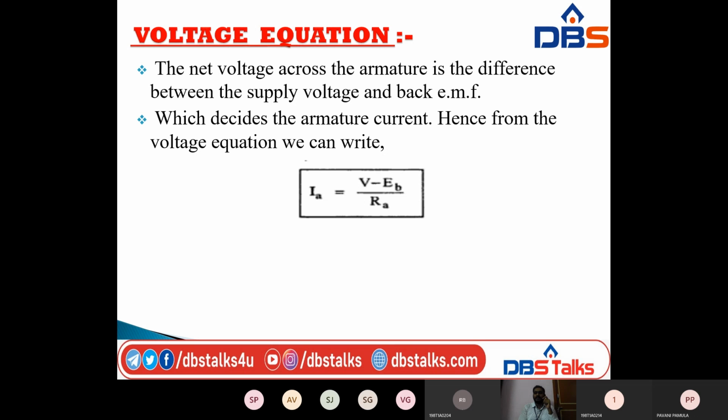The net voltage across the armature is the difference between the supply voltage and back EMF, that is V minus EB. Supply voltage means V, back EMF means EB. This net voltage decides the armature current. Hence from the voltage equation we can write IA is equal to V minus EB by RA. That is the armature current equation: IA is equal to (V minus EB) by RA.